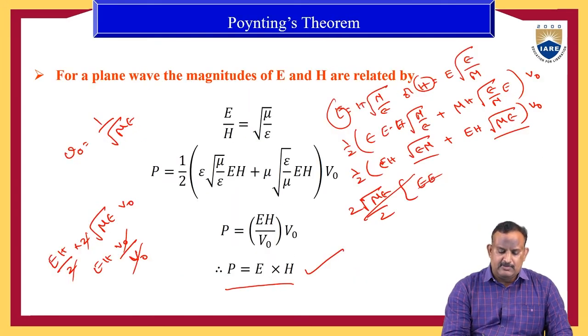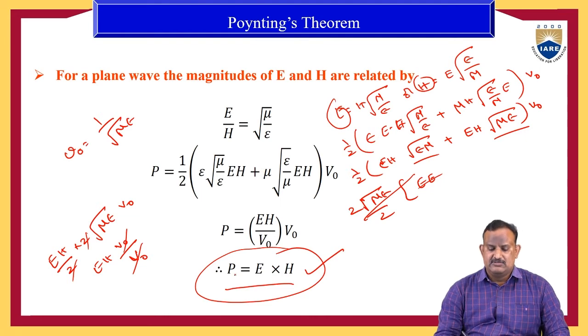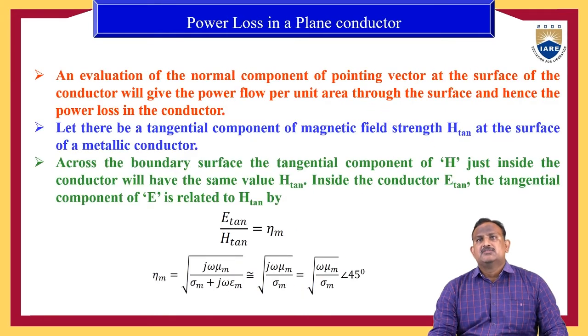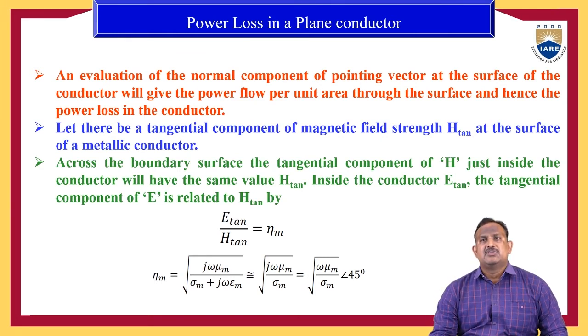According to Poynting's theorem, the power in a plane area is P equal to E cross H. So here we will find the power loss in a plane conductor. An evaluation of the normal component of the Poynting vector at the surface of the conductor will give the power flow per unit area through the surface, and hence the power loss in the conductor.